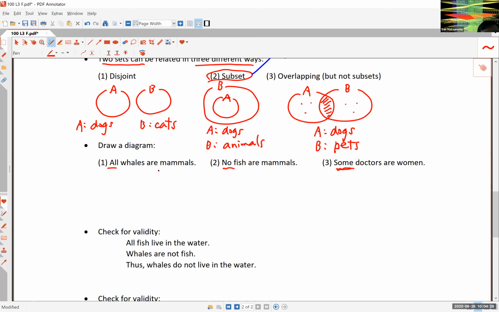When we say all whales are mammals, by the way, that happens to be a true statement. Here are the whale circles. Here are the mammal circles. Now, I haven't used any numbers here, but this is a very mathematically important topic of sets. In fact, you can think of mathematics as a study of sets.